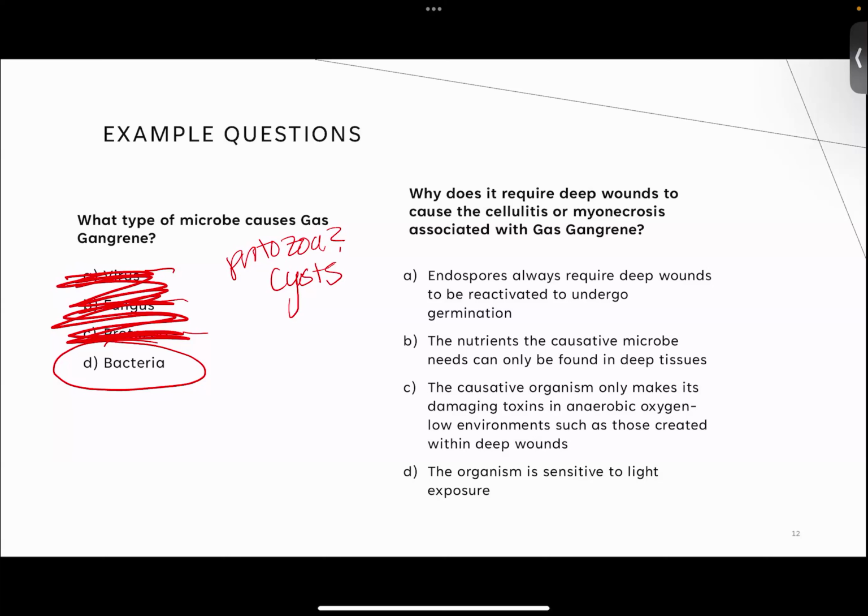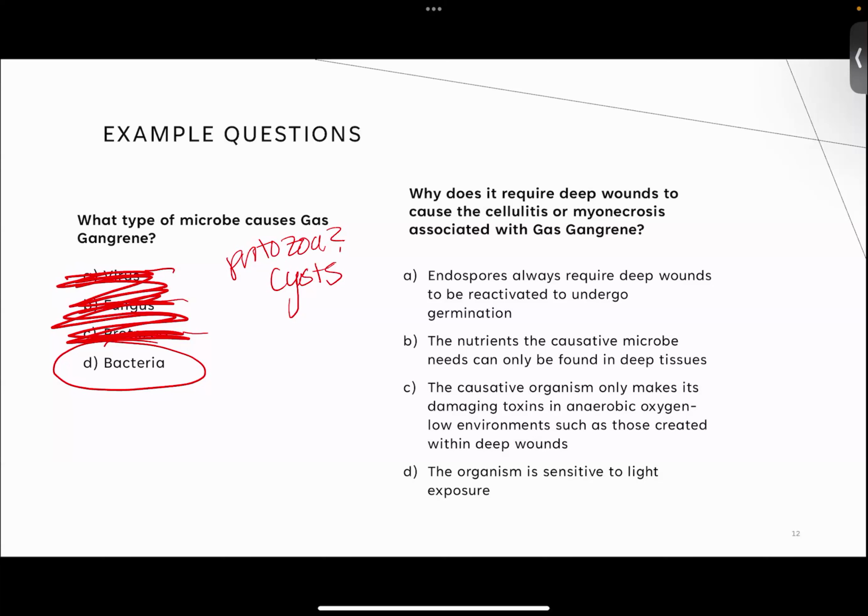So if I'm asking you about gas gangrene, this is another way of asking, what exact species causes gas gangrene? And your choices could be a variety of things. It would be Clostridium perfringens. So you have to know that, but you better be able to tell me that Clostridium perfringens is a bacterium. You should know that from its name, because we've been talking about these endospores forever. Okay.